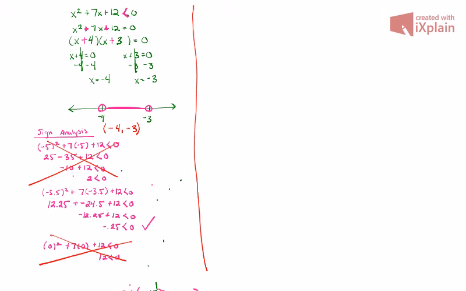So let's go ahead and carry this on into number 55. For number 55, we're given x squared minus 5x plus 6 is, this time, greater than or equal to 0.